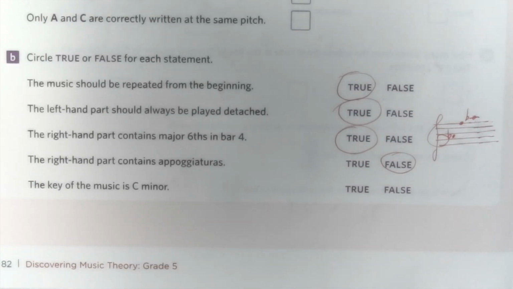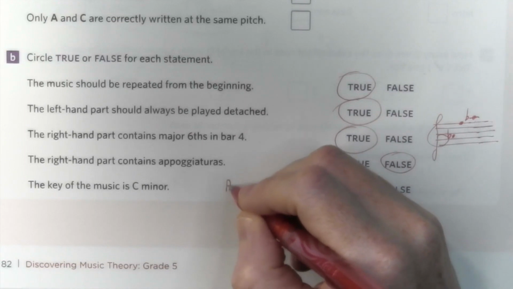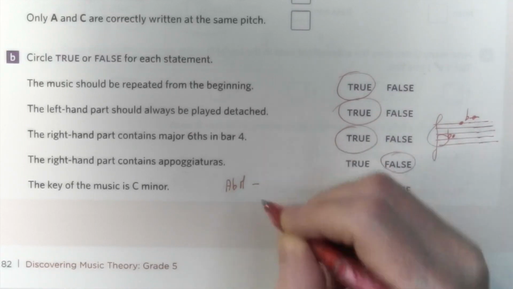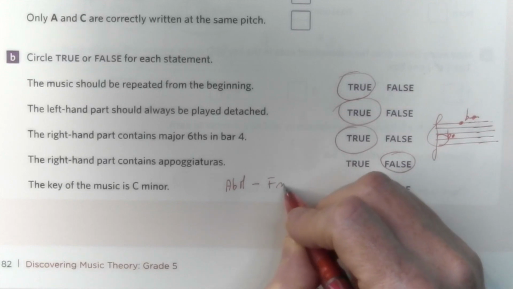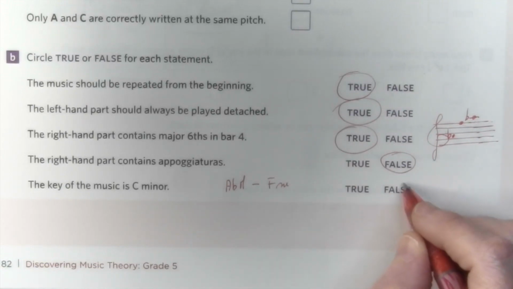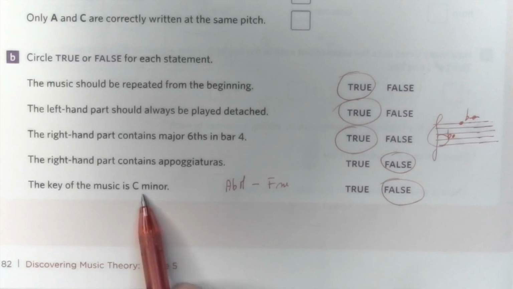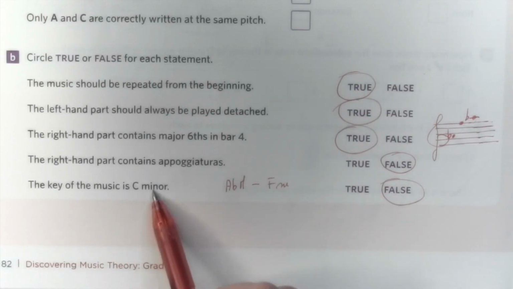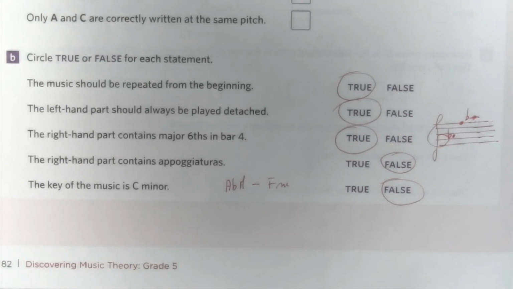The key of the music is C minor. Now, with 4 flats, we could be in the penultimate flat, which is A flat, so we could be in A flat major, or 3 semitones below, F minor. So I'm afraid this is false, because none of these relate to this C minor. C minor has 3 flats because it's the relative minor of E flat major. Okay, let's move on. Finished.